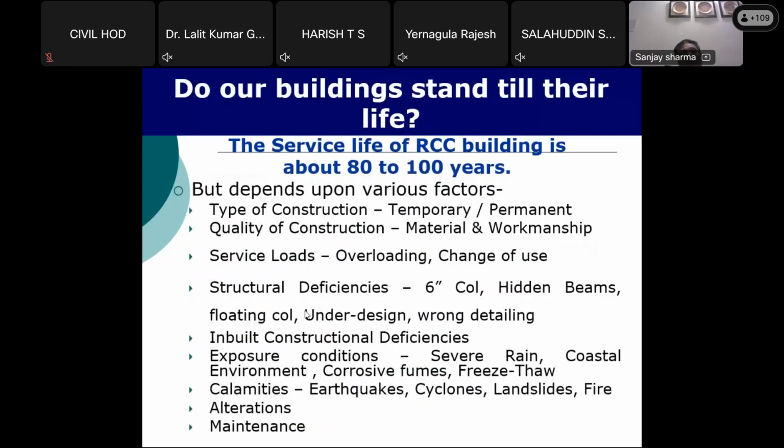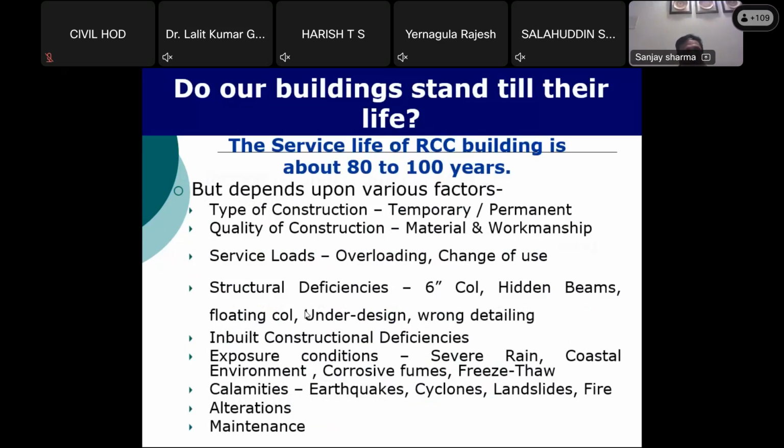But it is important to know what to monitor, how to monitor, and why to monitor any structure. Many times the service life is assumed to be 80 to 100 years, but how many times does that hold? Sometimes there are deficiencies in construction, the quality of construction is poor, service loads change, or you may add some additional stories on that building. Sometimes you have structural deficiencies, so we need to find out.